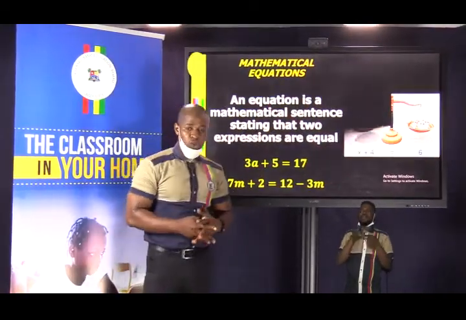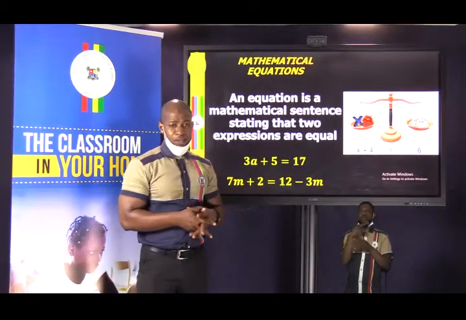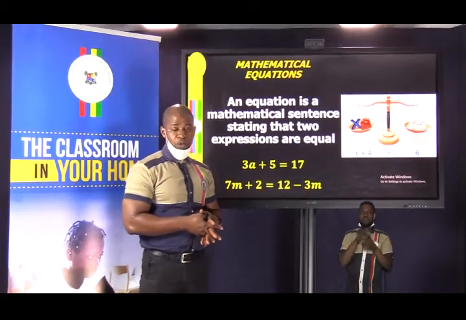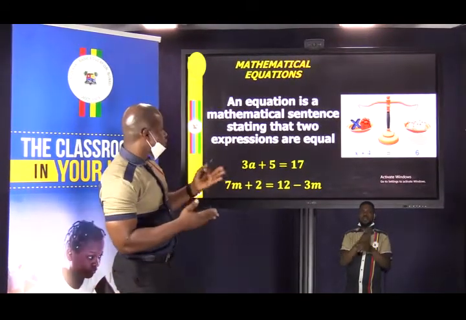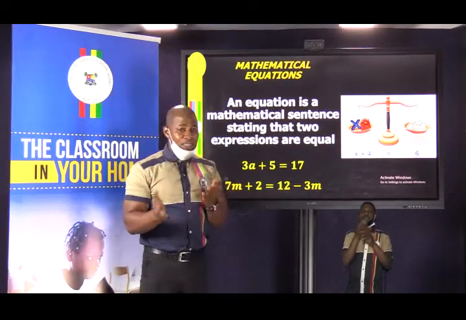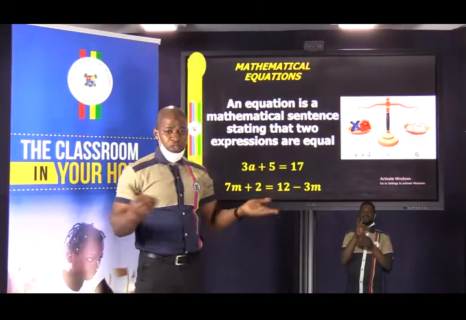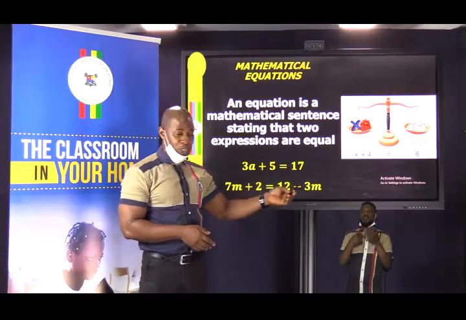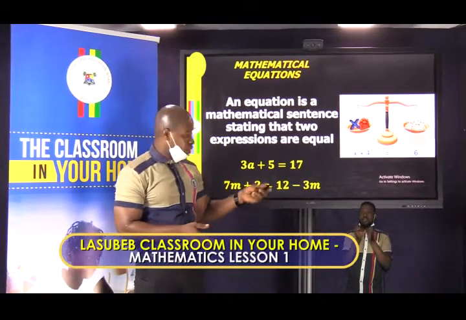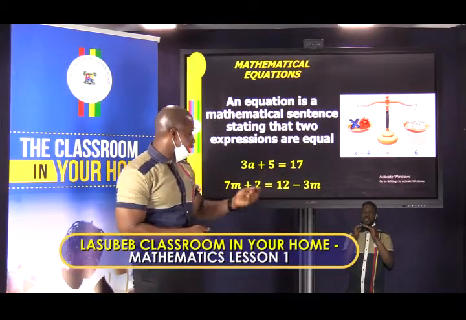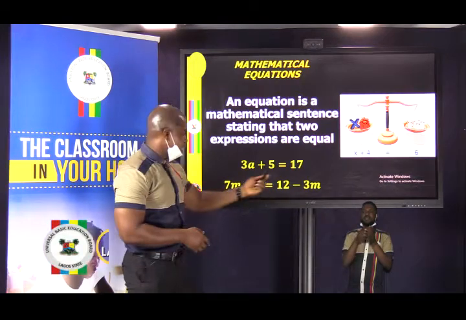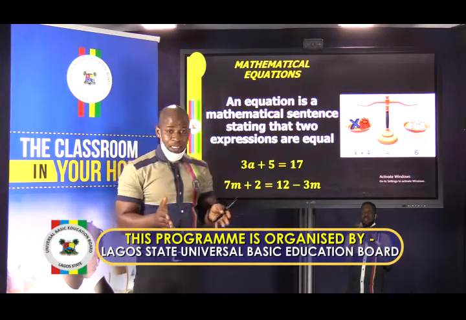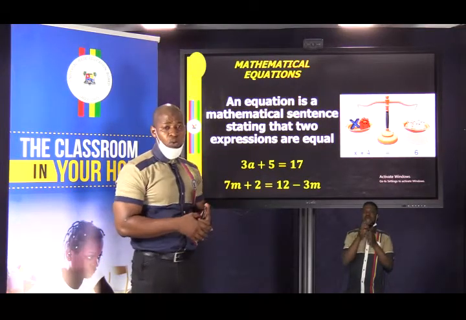Now let's move on to another aspect of the work, which is mathematical equations. We'll run through this, but we'll still have enough time to work with it in the next lesson. A mathematical equation is a mathematical sentence saying that 2 expressions are equal to each other. For example, this is what we call an equation. It is not an expression because you have the equality sign. And that is saying that this expression and this expression are equal to each other.